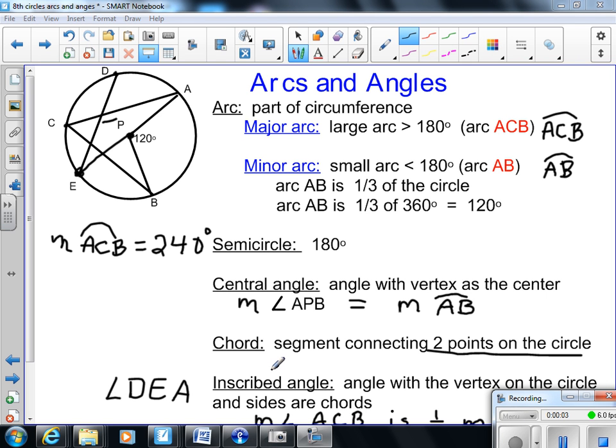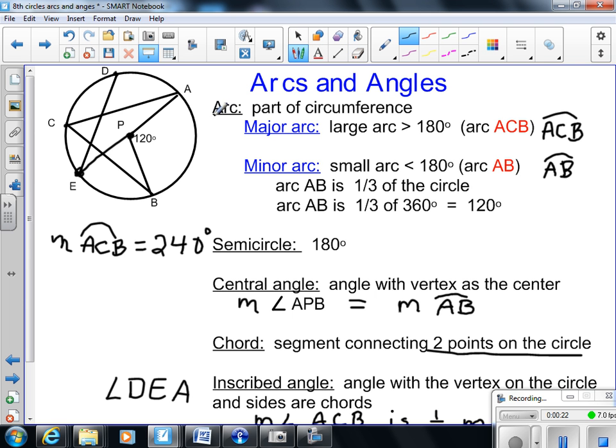Today in 8th grade, we're going to be looking at arcs and special angles. Now they all deal with a circle, so we're going to be taking a look at circles again today. Yesterday we went over circumference and area of circles. Today we're going to be looking at just some of the different arcs and angles that occur inside a circle.